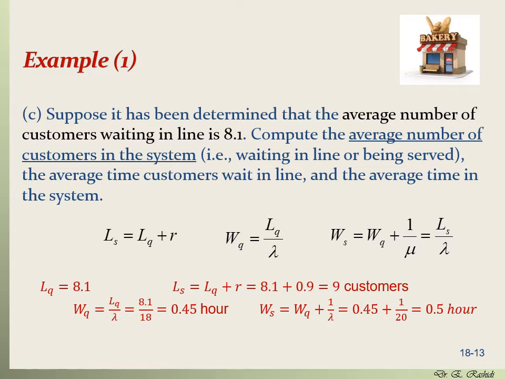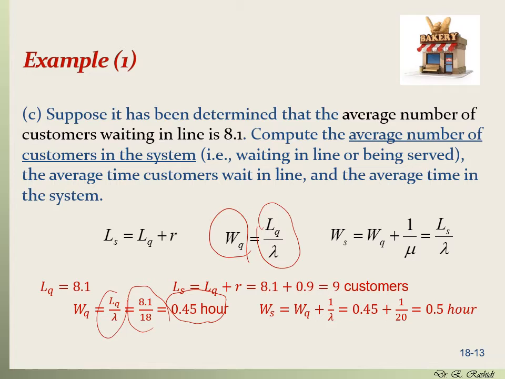And as you see here, based on having L sub Q, we can compute W sub Q as well. So W sub Q is the average waiting time in the queue. That's equal to, according to Little's law, L sub Q over lambda. L sub Q is 8.1. 8.1 divided by lambda, which is 18. So that's equal to 0.45 hour. You can convert this to minutes by multiplying it by 60.